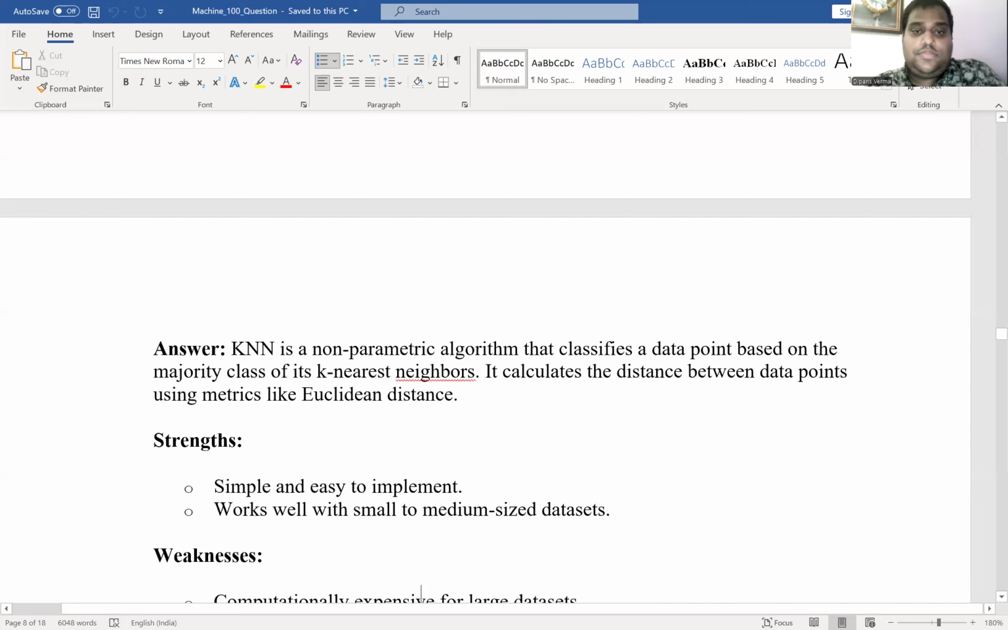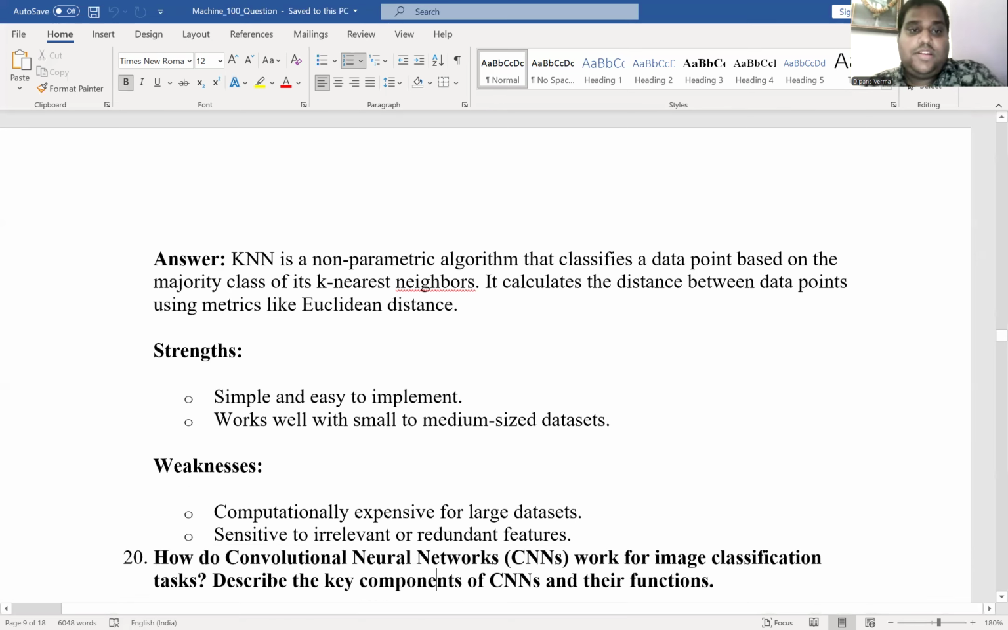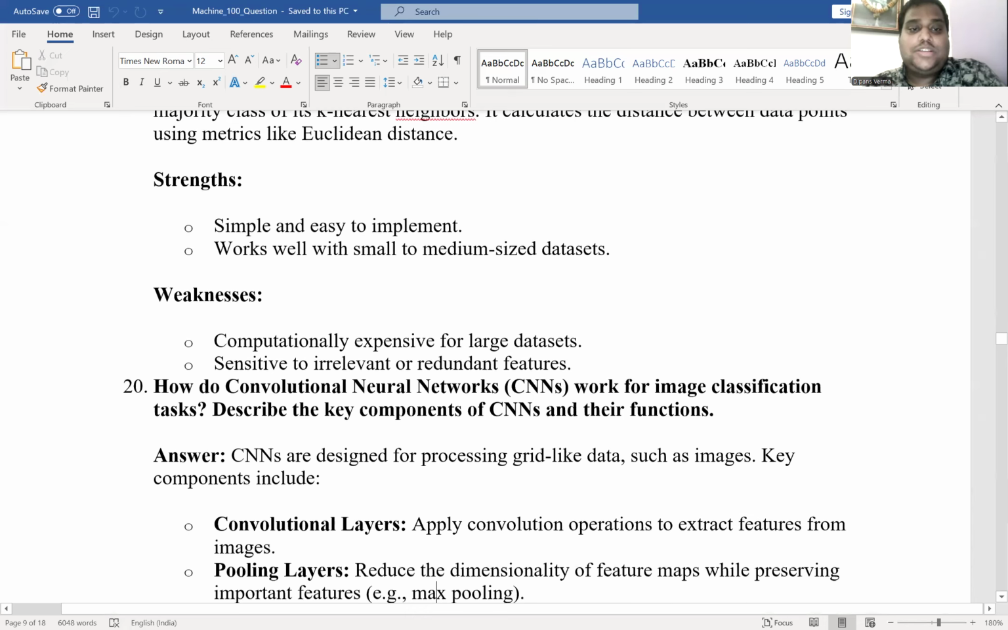The k-nearest neighbors algorithm classifies a data point based on the majority class of its nearest neighbors. It calculates the distance between data points using metrics like Euclidean distance. It is easy to implement and works well with small data sets, but it is computationally expensive for large data sets.